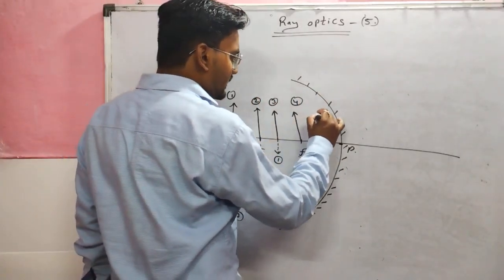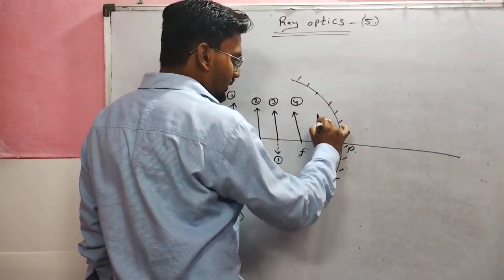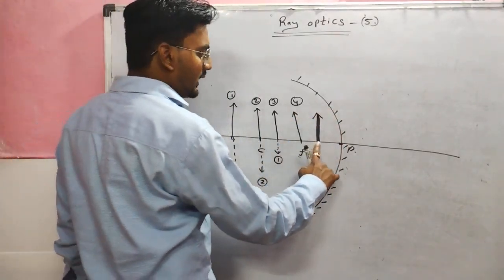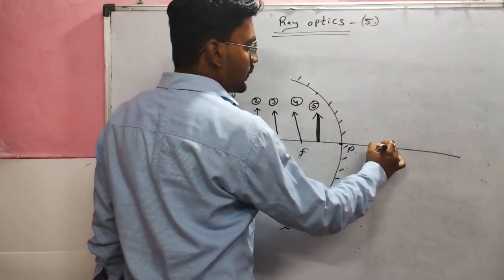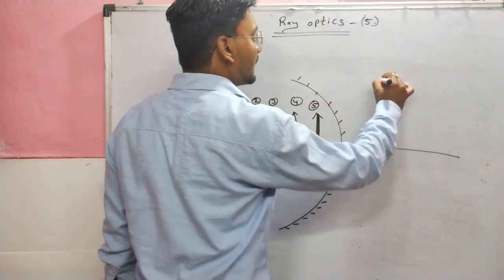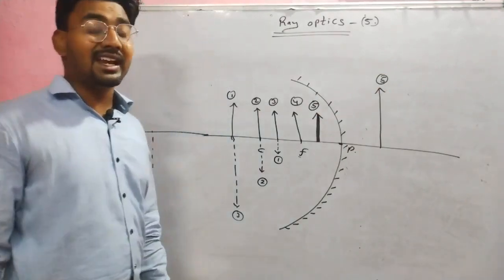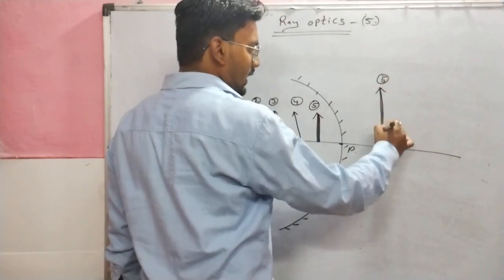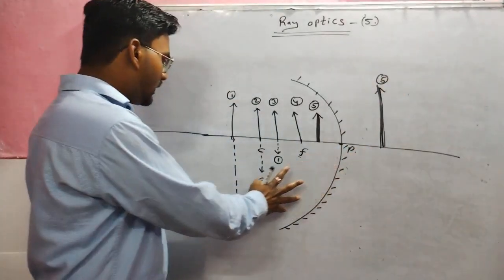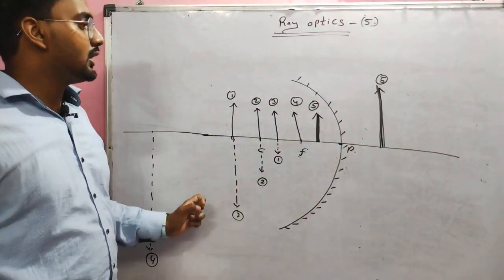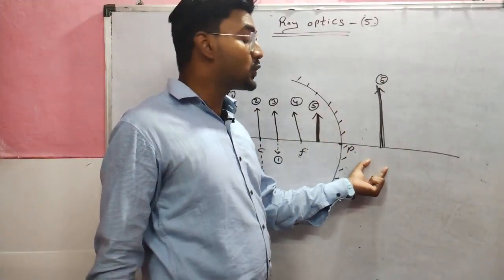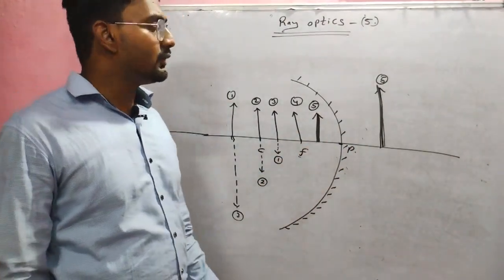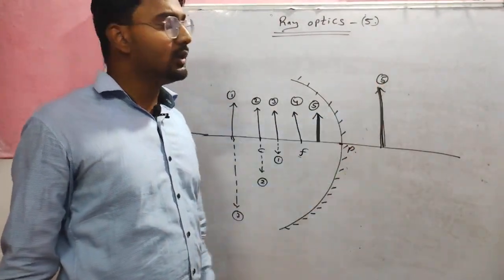That's only one case which is most important, when the object is placed between pole and focus. Then in that case the image formed is virtual, erect and magnified. Virtual, erect and magnified image, because this image is virtual and all other images are real, inverted. So that is the only case where a virtual erect image is formed, when the object is placed between pole and focus. Okay, these are all the cases.